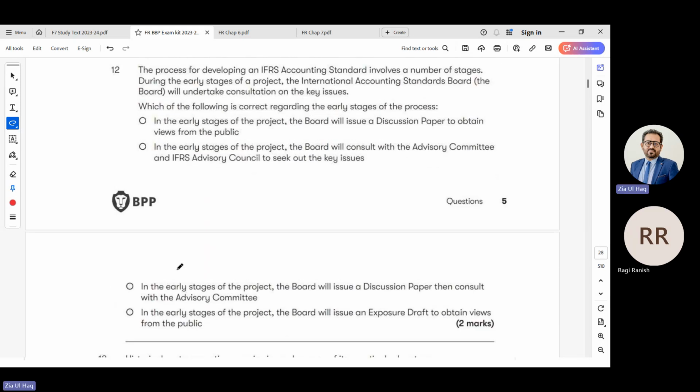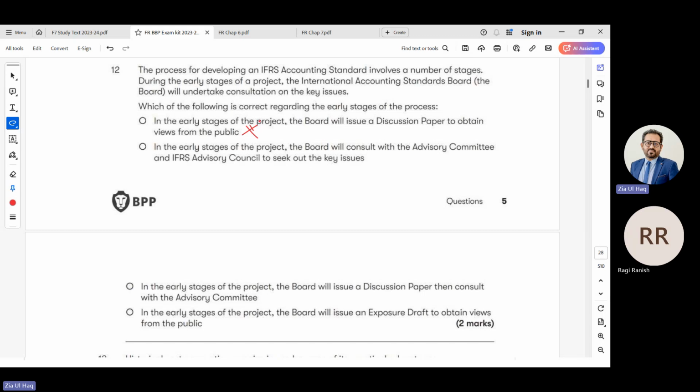The purpose of developing an IFRS accounting standard involves a number of stages. During the early stage of a project, the International Accounting Standards Board will undertake consultation on the key issues. Which of the following is correct regarding the early stage of the process? In the early stage of the project, the board will issue a discussion paper to obtain views from the public. You take views on discussion paper or exposure draft? Exposure draft, this is wrong, because discussion paper is circulated among board bodies.